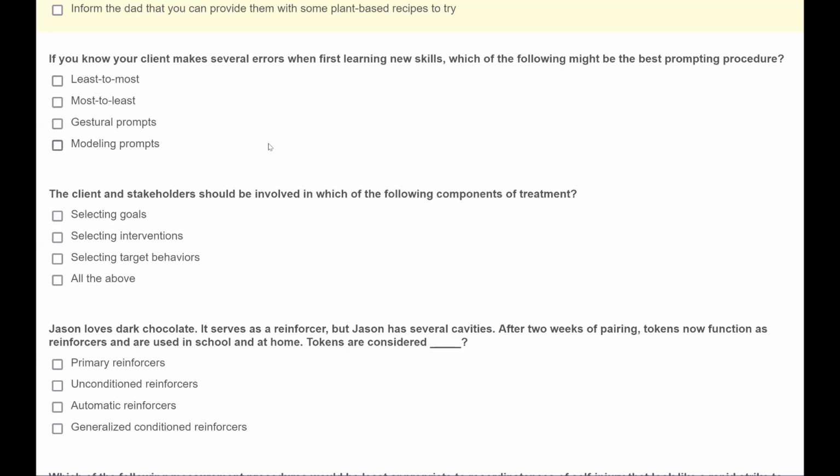And C and D, gestural and modeling, are two specific types of prompts, okay? All we know is the client makes several errors. We don't know anything else about it. So we can't really say gestural or modeling is going to be the best prompting procedure. Modeling requires the client to copy you, but if we know they make several errors, are they going to be able to copy you successfully? Not sure. Gestural is even less intrusive, where they just have to figure out based on a brief gesture. Most to least is going to be the safest bet here, where we can start with the most physical prompt needed and fade as necessary. It gives us the most wiggle room. It's going to allow us to help this client, who makes several errors, the best.